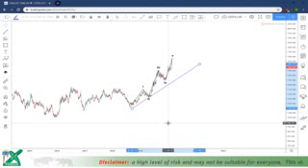In the next video, we will talk about the entry part in greater detail, so stay tuned for that. And for now, you have an idea of what market structure is and how we can trade it.